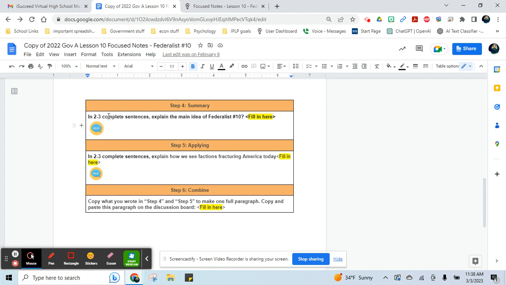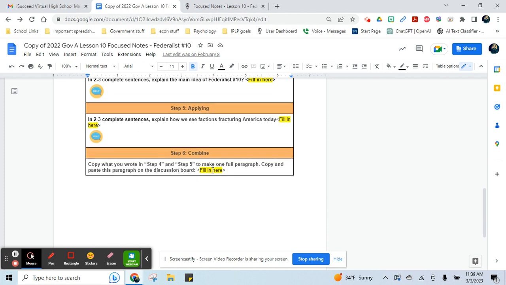Okay, and then in 2 or 3 sentences, explain the main idea of Federalist number 10. Answer that here. In 2 or 3 complete sentences, explain how we see factions fracturing America today. And one common mistake on this one is people talk about what some of the factions are in America, okay, but they don't explain how they're fracturing. So make sure to include that in your response. Then you get to combine both of those, and you can put it here.